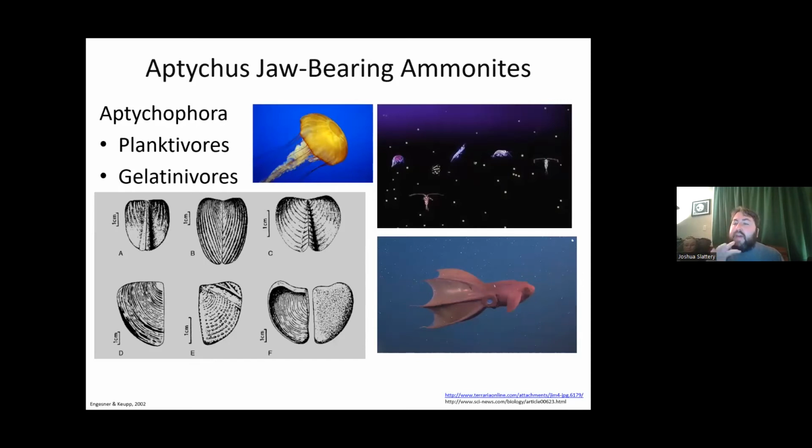Now, the unique thing about these ammonites is that they lived in shallow water environments. Today, there are no cephalopods with this type of ecology living in shallow water. Most of them live in deep water.